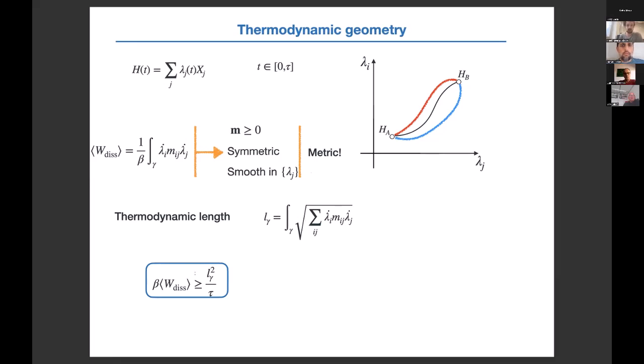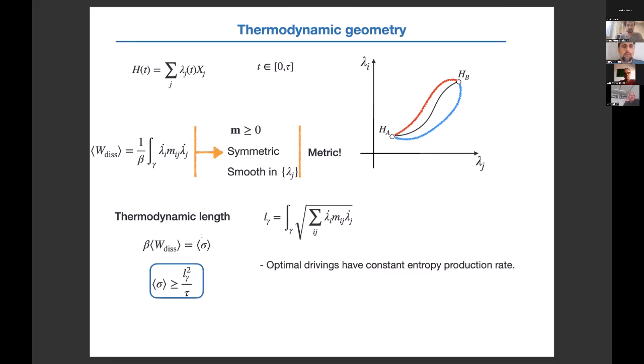And then using Cauchy-Schwarz, you have this famous inequality that relates the dissipation to the length squared of the thermodynamic path. Okay, and if you then divide this by the time, you have this nice relation between entropy production and the length of the path. So the first consequence of this is that if you want to saturate this bound, then you need this integrand to be constant in time. Now, what this means is that if you fix the path that you go from the initial Hamiltonian to the final one, then optimal drivings have constant entropy production rate.